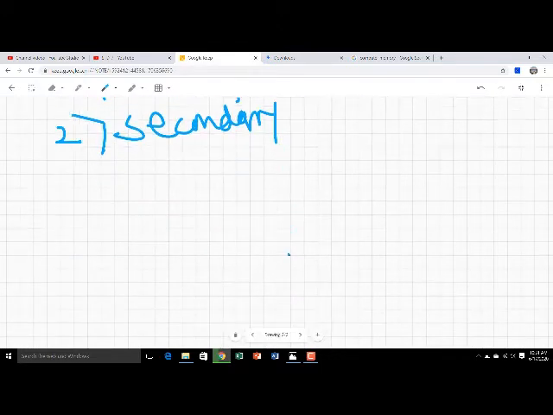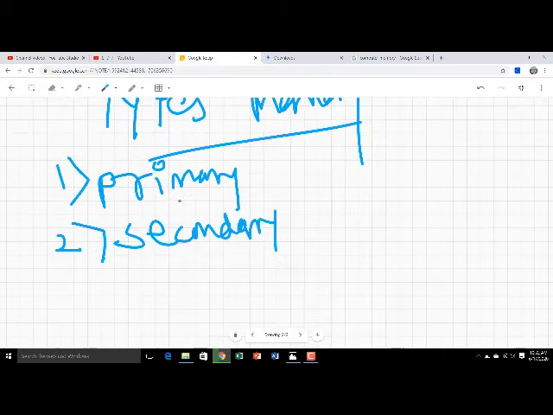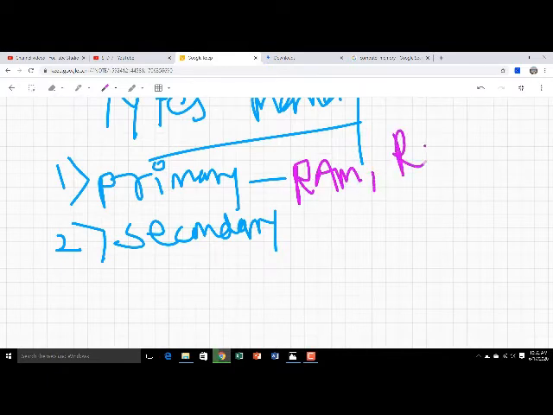So what is primary memory? Primary memory is the main memory of a computer. It is internal memory that makes the computer function. It is the internal memory in a computer or a CPU. Primary memory is basically of two types: first one is RAM and the other is ROM. This is the primary memory.